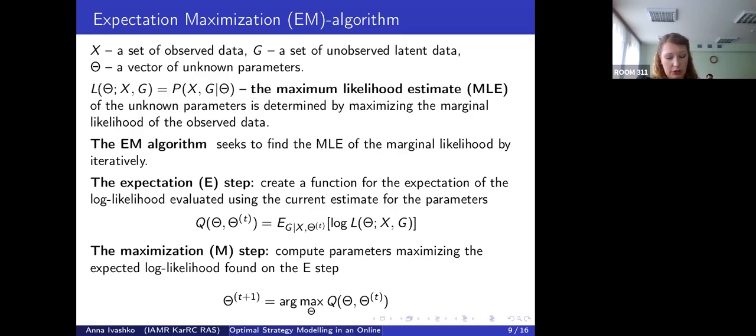First we initialize the parameters theta, and after that we move to the E step and the M step. In the expectation step, we create a function for the expectation of the log likelihood evaluated using the current estimate for the parameters. After that, at the maximization step, we compute the parameters maximizing the expected log likelihood found on the E step. And we repeat these two steps.